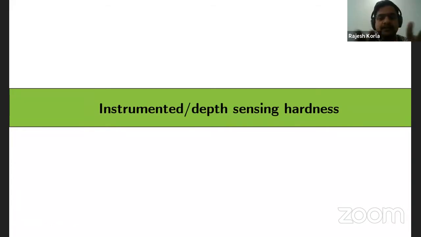So in this particular section, what I'm going to discuss is the difference between instrumented depth sensing hardness as compared to conventional hardness testing. Basically, hardness is a resistance to plastic deformation. It is another way of measuring the strength of the material. In a tensile test you plastically deform and get the stress response. In hardness you indent, and see how good the resistance to plastic deformation is. More resistance means a harder material; less resistance means a less hard material.